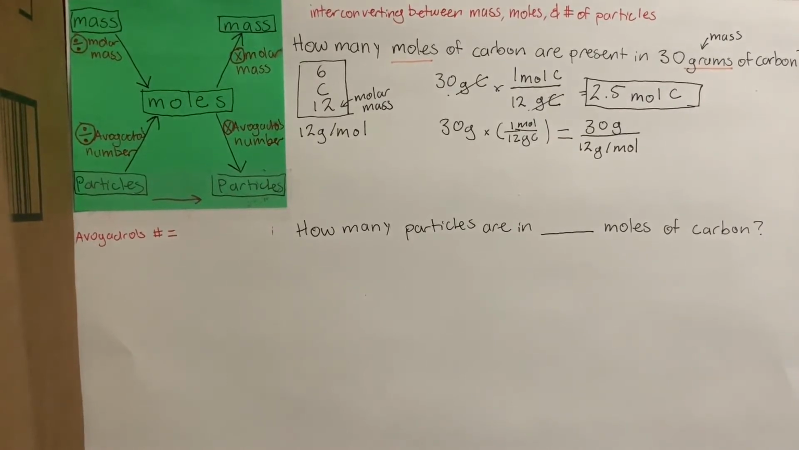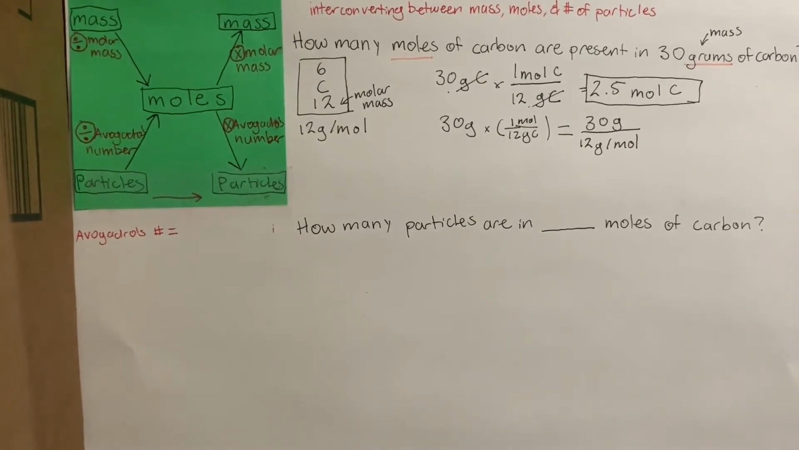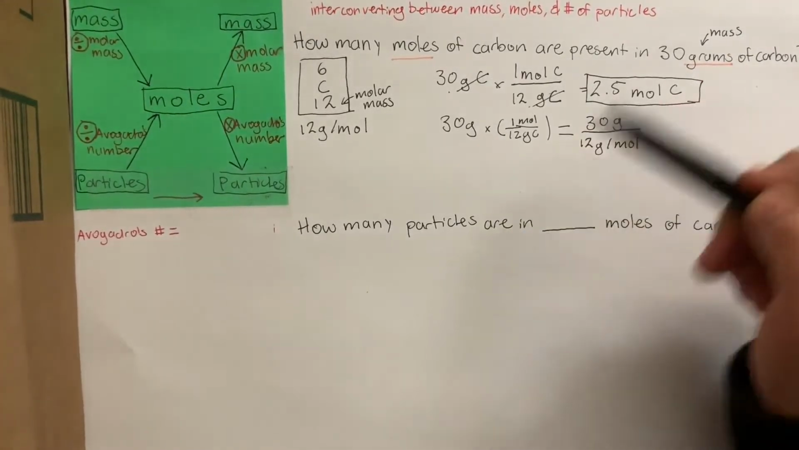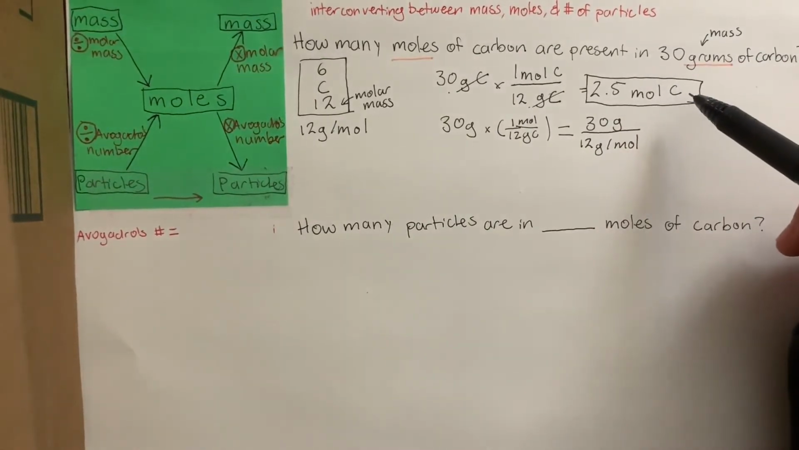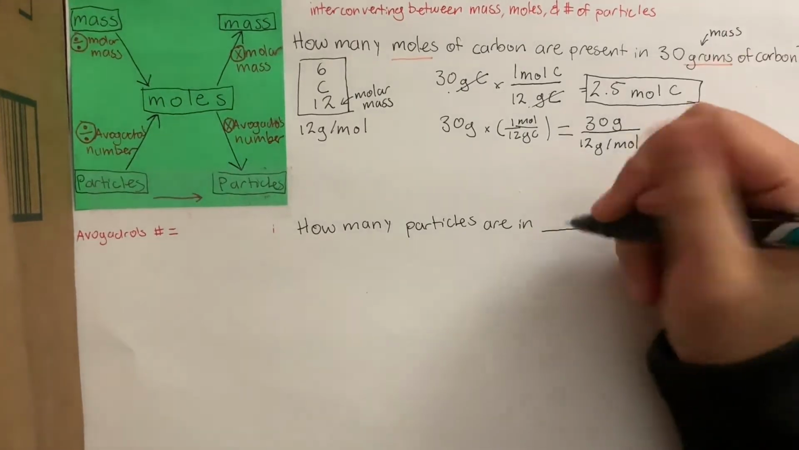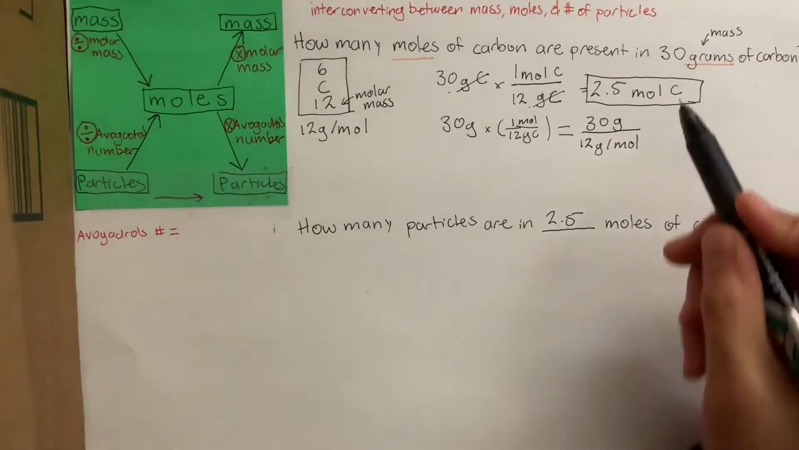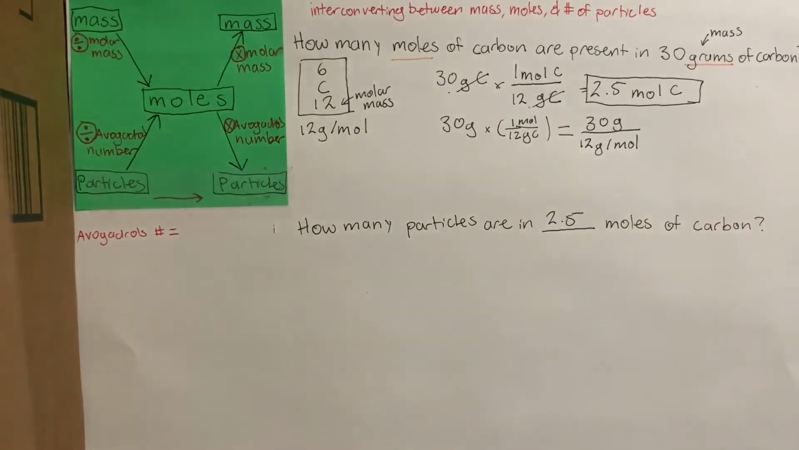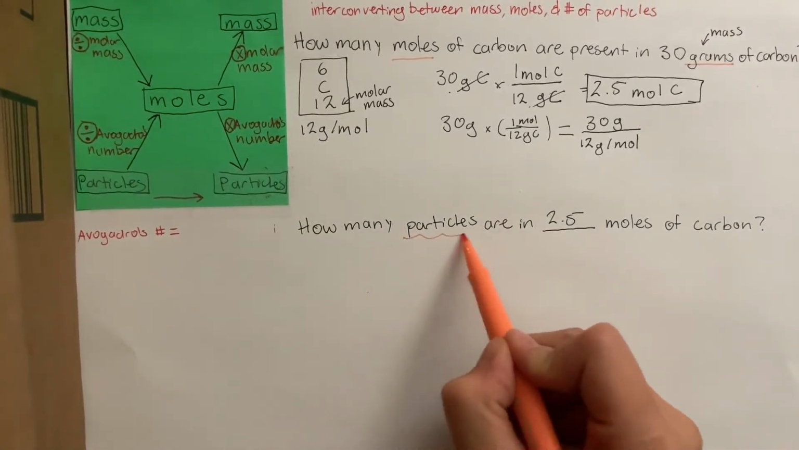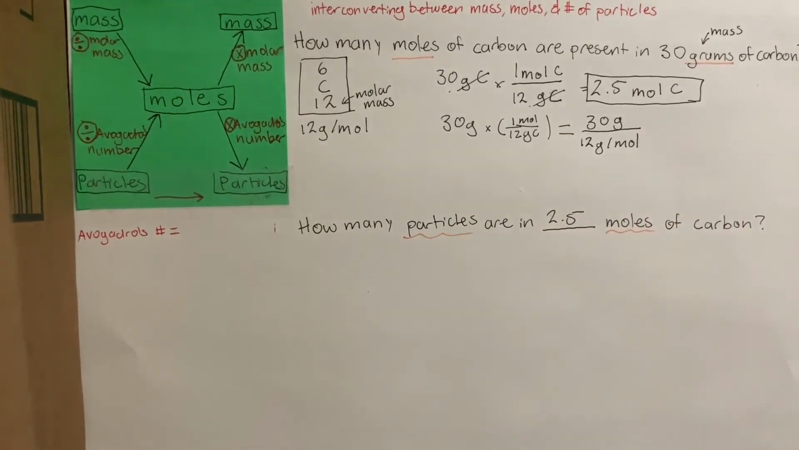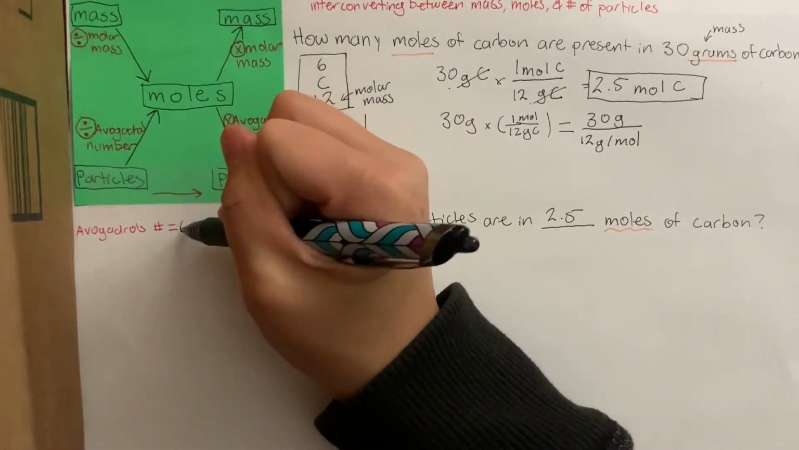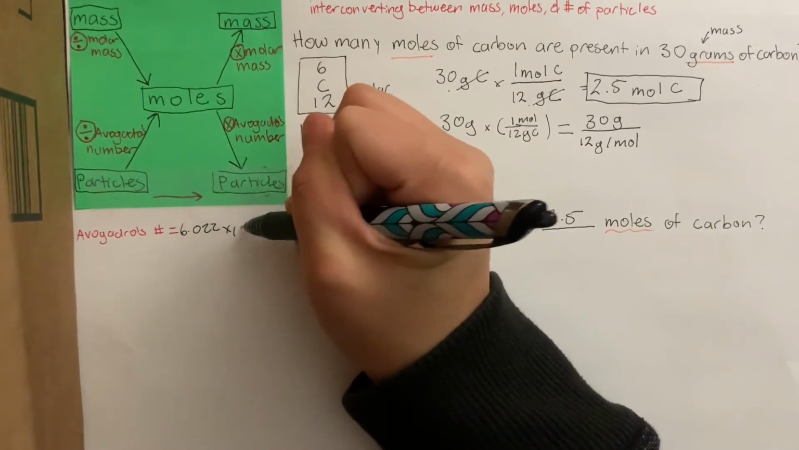So now let's try to take this one step further. How many particles are in blank moles of carbon? So in the previous question, we found that there are 2.5 moles of carbon, and we're just going to transfer that over to the next question. So what's the conversion factor when we're converting between particles and moles? You should have said something like Avogadro's number, which is the equivalent of 6.022 times 10 to the 23rd.